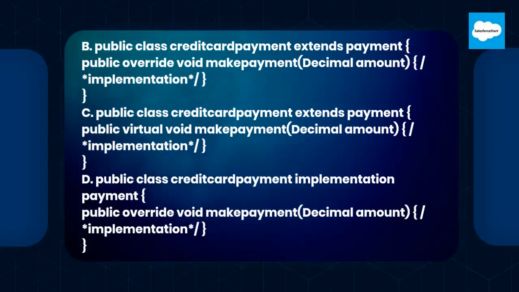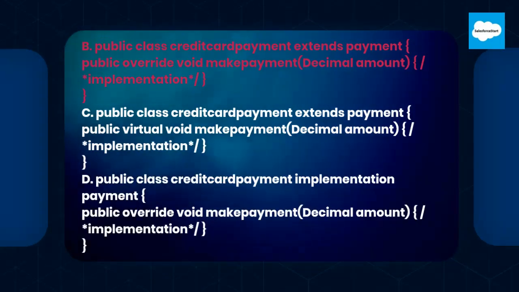B. public class CreditCardPayment extends Payment, public override void makePayment(Decimal amount) { implementation }. C. public class CreditCardPayment extends Payment, public virtual void makePayment(Decimal amount) { implementation }. D. public class CreditCardPayment implements Payment, public override void makePayment(Decimal amount) { implementation }. The answer is option B: public class CreditCardPayment extends Payment, public override void makePayment(Decimal amount) { implementation }.